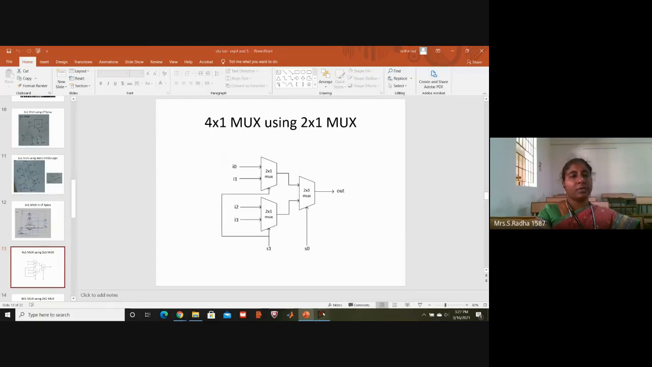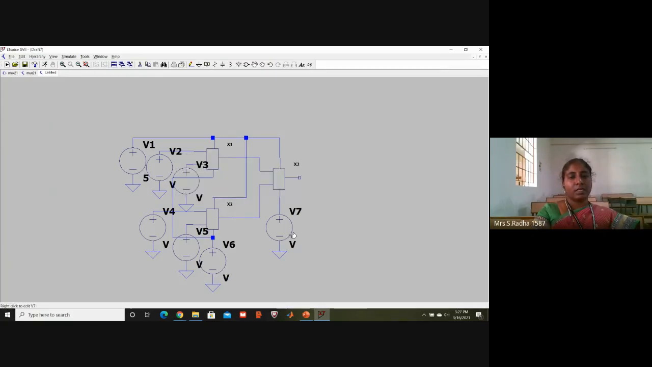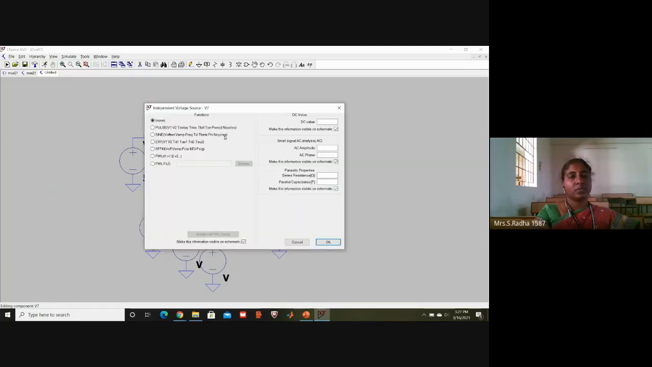Okay. So what I will do, VDD we all know it is 5 volts, straight away I am giving 5 volts. And this is S0, S1 is there, so I can give 4 combinations for them. So what I will do, 0 to 5, 0.5 rise time, fall time, 4 milli, 8 milli, 4 milli, 8 milli. Okay, this is for S0.